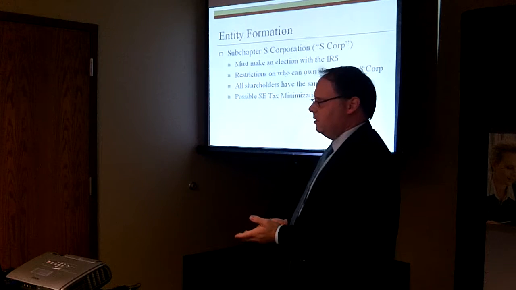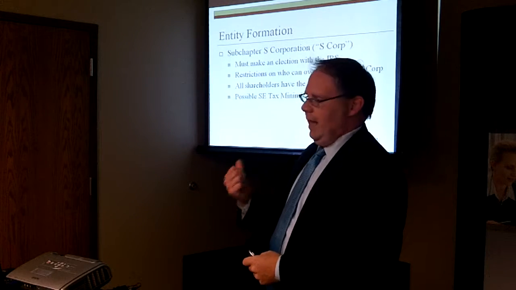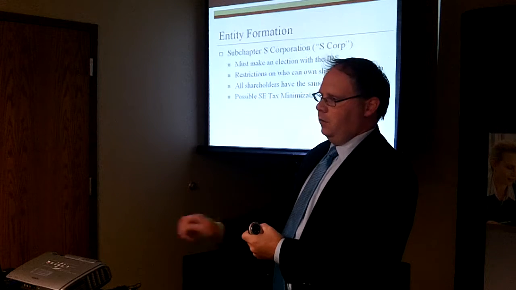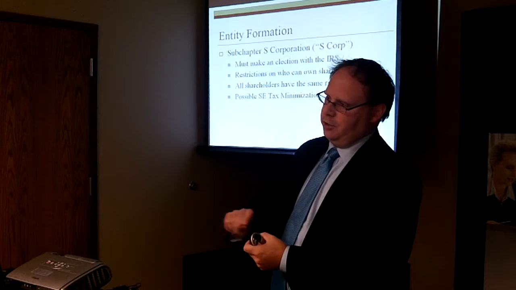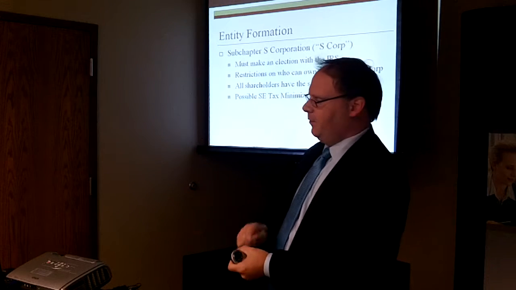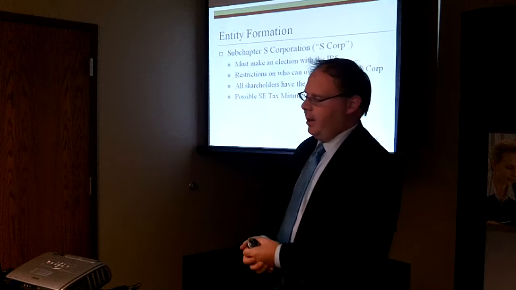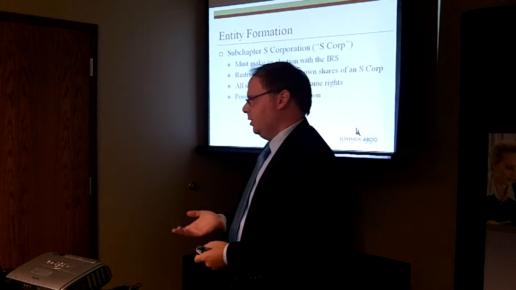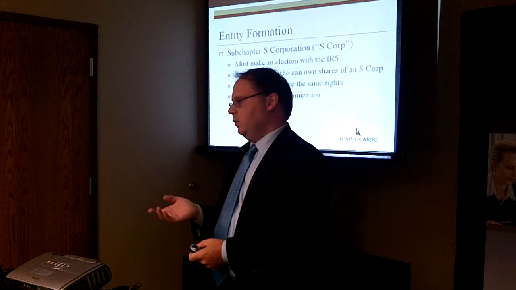The key with the S corp is that you have to make an affirmative election with the IRS. There's a form that has to be filled out. All the shareholders have to sign it. You have to tell them how many shares they're subscribing for, what their social security numbers are, all that kind of stuff. Sign it, forward it to the IRS, and they give you a confirmation that it's been received.